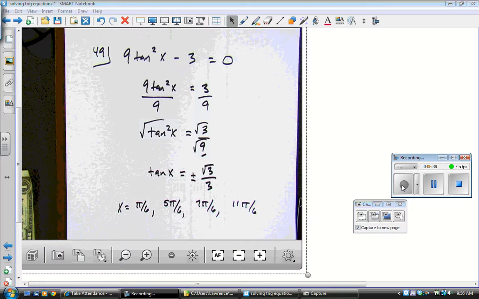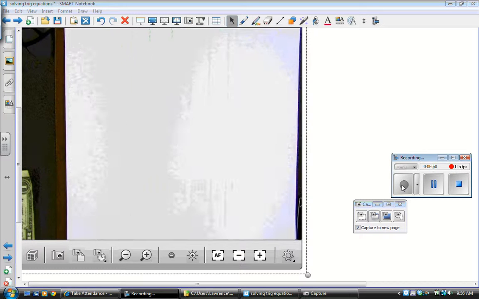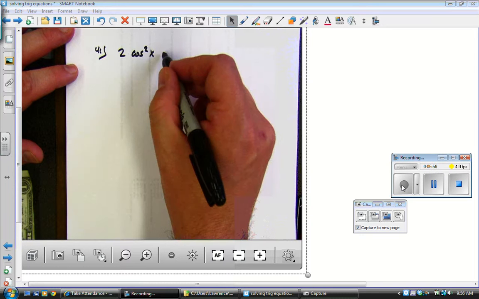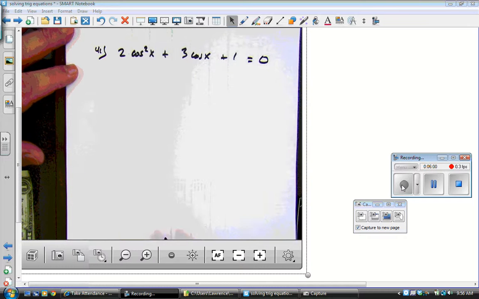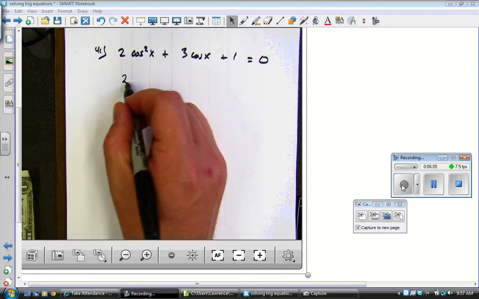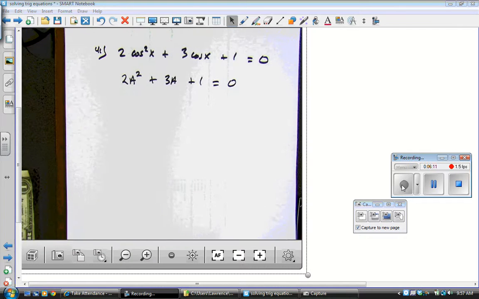41. Call it out for me. All right, so let's use our substitution. Let's let a equal cosine. So this will be 2a squared plus 3a plus 1 equals 0. Got to split. Factors of 2 that add to be 3 would be 2 and 1. Signs are going to be the same, both positive.